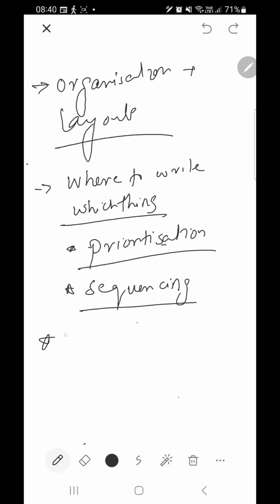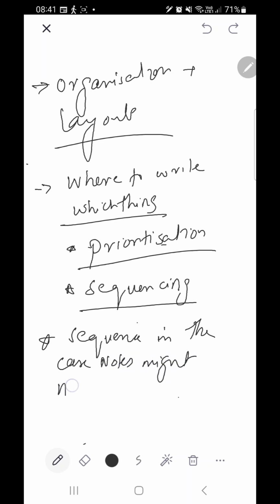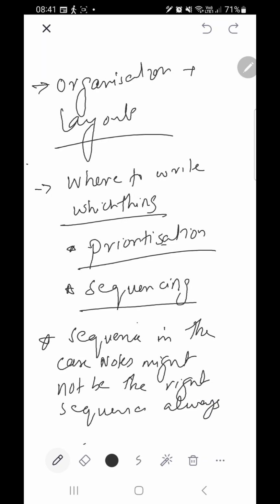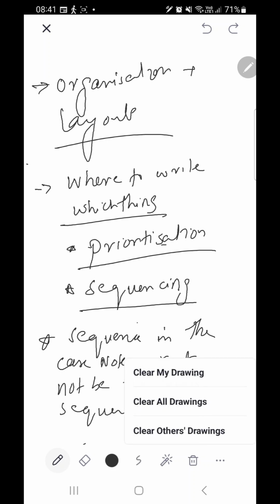Key point to remember: the sequence in the case notes might not always be the right sequence. You have to organize as per the importance of the information.